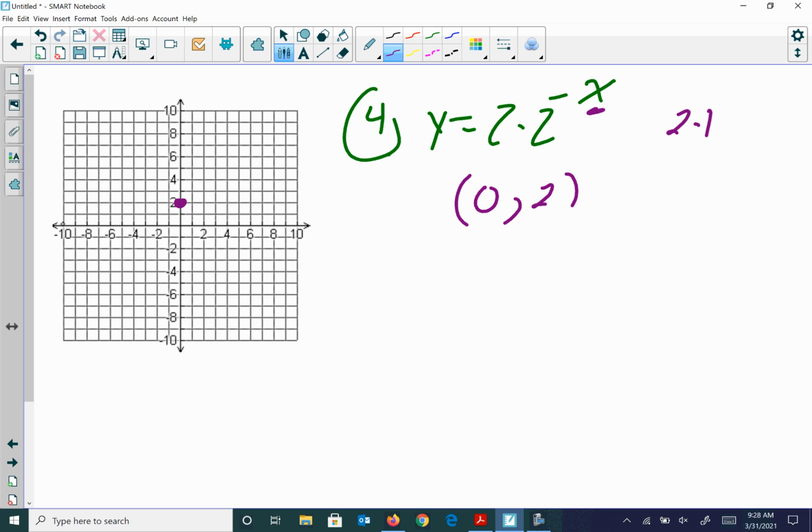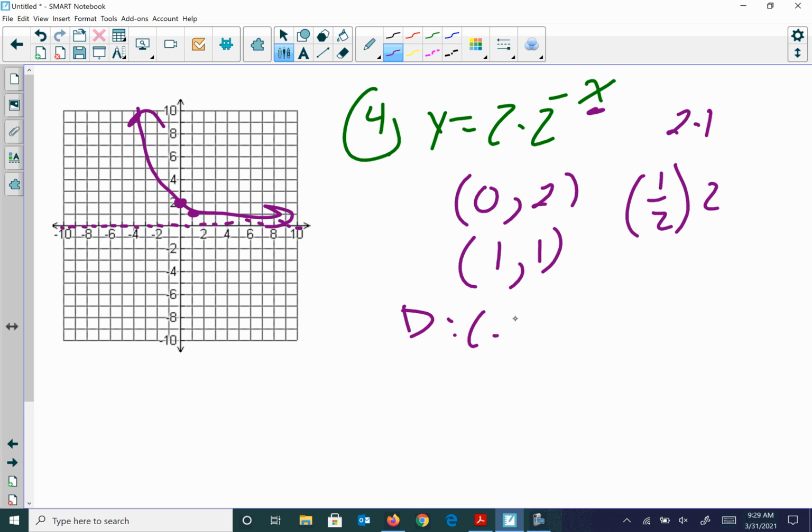0 comma 2. Oh, we have an asymptote. We have an asymptote of 0 because we're not adding anything to it. And then maybe if I plug 1 in, 2 to the negative 1 is going to give me half. And then half times 2 is going to give me 1, so I get 1 comma 1. So this problem looks like this. So again, my domain is going to go from negative to positive infinity. My range is going to go from the asymptote of 0 to infinity because it's going upward.